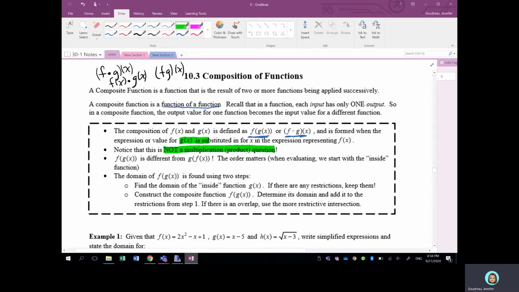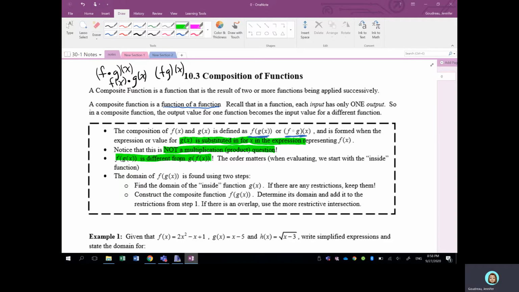And that's worth highlighting too. The inside function is substituted for x into the outside function. Interesting to note as well, f of g is different than g of f. The order matters. The first one means that g at x is replacing x in f at x. The second one means f at x is replacing x in g at x. So our inside function would be different than our outside function, and the resulting function is going to be different.